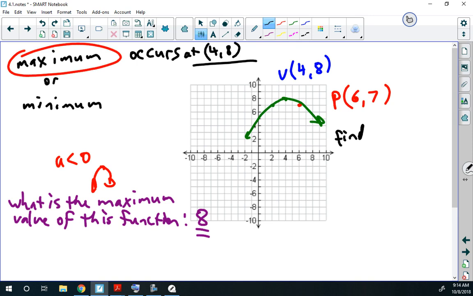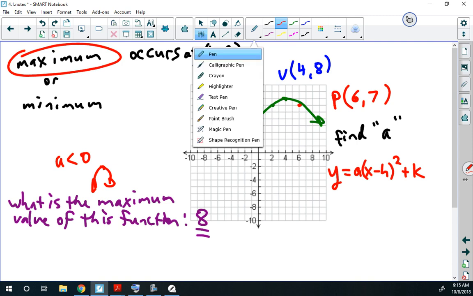Let's see if we can find our A value. One thing we know about our A value here for sure is that it's what? Because the graph opens downward. It's negative. I wonder if there's anything we could use to calculate our A value. Do we know an H and a K and an X and a Y? I don't know if you're picking up what I'm putting down here.